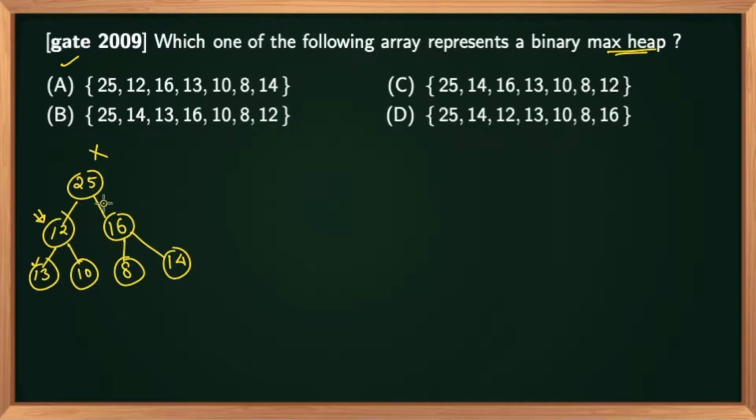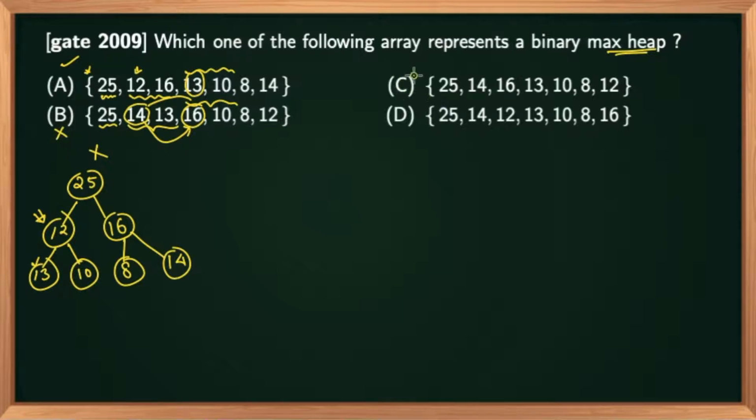Or without drawing also you can see it: 25 will have these two as children, and both are less than 25, and 12 will have 13 and 10 as children, and 13 is greater than 12, so choice A is wrong. Now choice B: 25 will have 14 and 13 as children, so that is okay. Now 14 will have 16 and 10 as children, but the heap property is violated, so choice B is wrong.